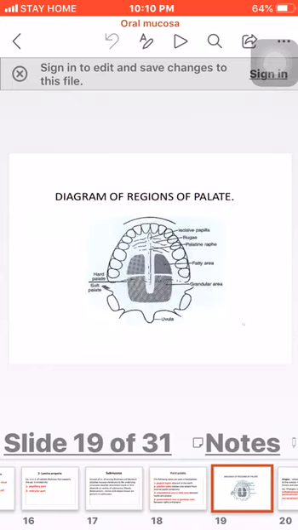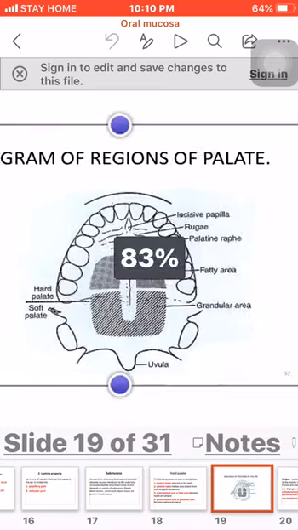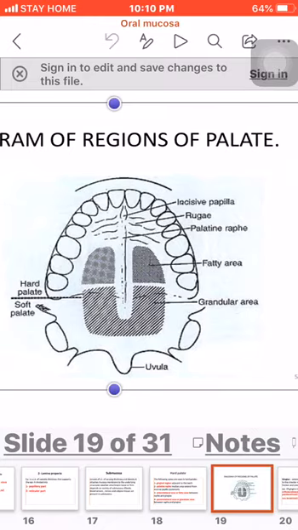We have this diagram showing the gingival zone and palatine raphe zone, the anterior lateral, the fatty zone, and the posterior lateral, which is the glandular zone.